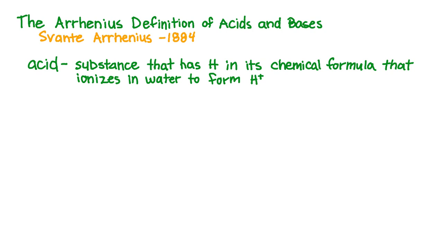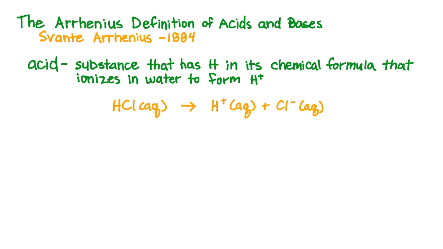He defined an acid as a substance that has hydrogen in its chemical formula and ionizes in water to form H+ ions. For example, HCl is a classic Arrhenius acid. It ionizes in water to produce H+ ions and Cl- ions.